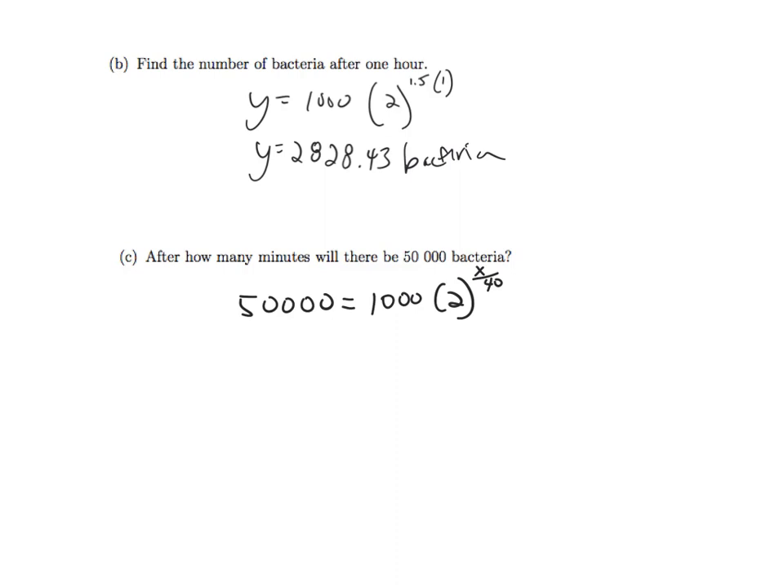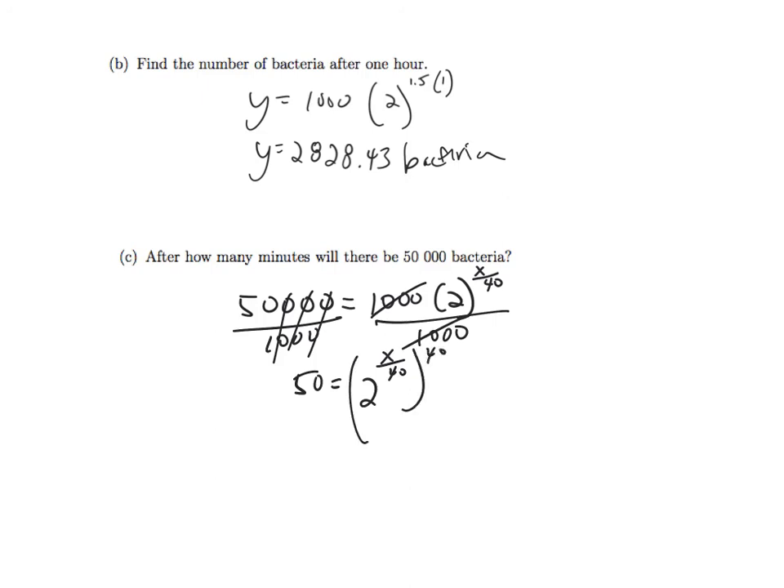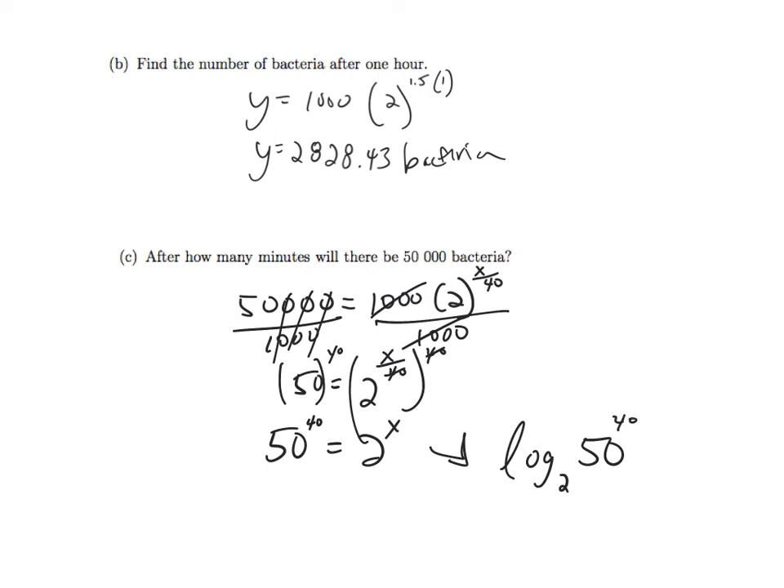Okay, so now I'm going to divide both sides by 1,000. And that's going to give me 50. I can raise both of these to the power of 40. Hopefully you're seeing why I'm doing that. It allows me to cancel out the 40, so I have 50 raised to the power of 40 equals 2 to the x, and then I can go ahead and change this to log form, which makes my life a lot easier. So this would be log base 2 of 50 to the power of 40 equals x.